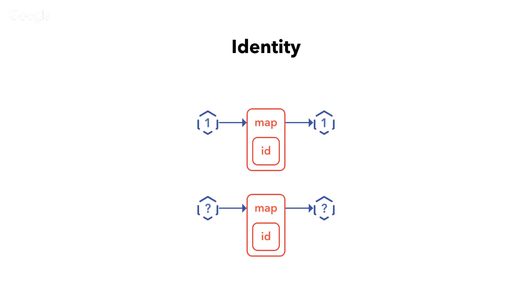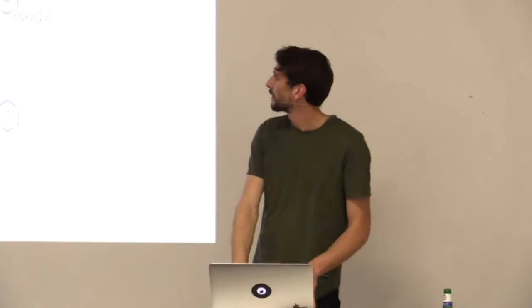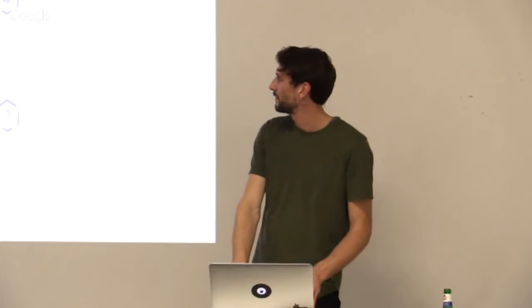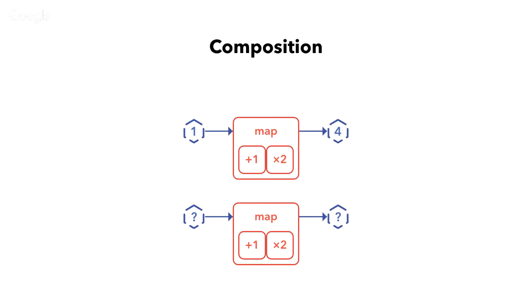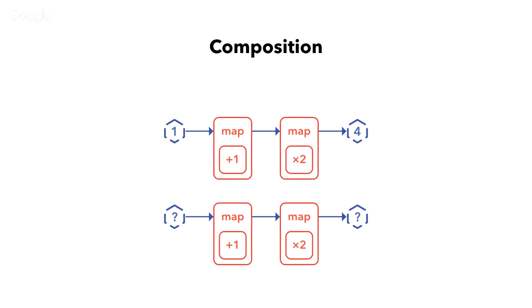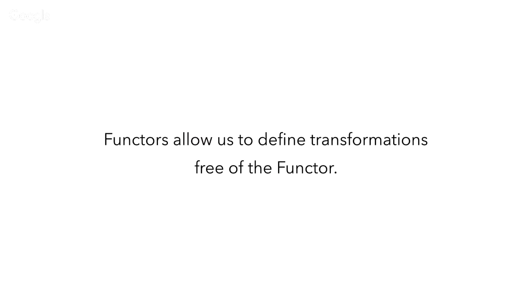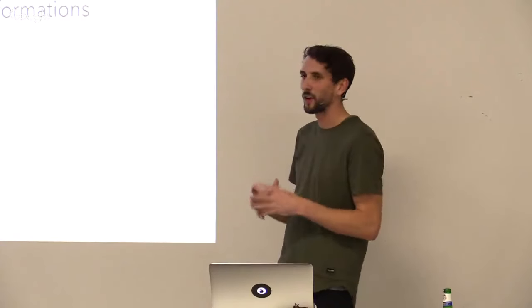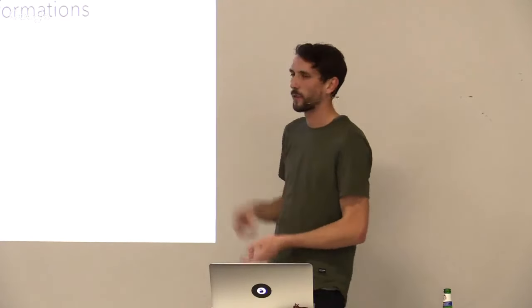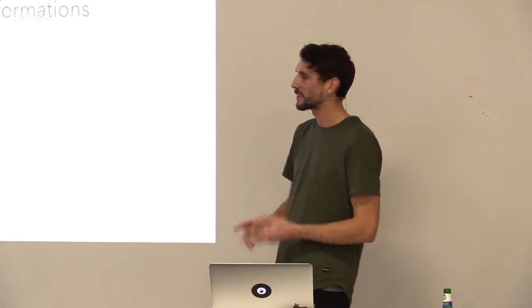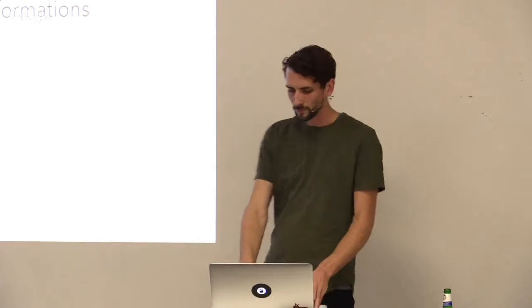They follow the identity. If you give the map an ID or identity, you're going to get back out the same result. Composition holds true. So again, plus one times two gives you the same answer. So functors allow us to define transformations free of the functor. Define our plus one or our complex operation, and we don't even have to worry that we're operating on a maybe or a list or a stream or any other functor.